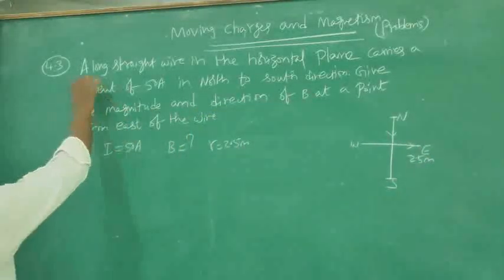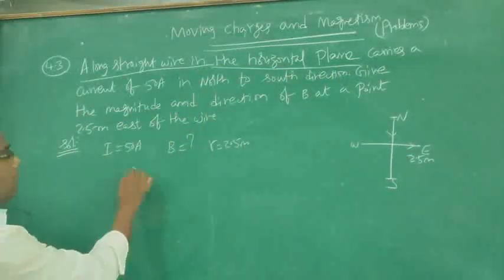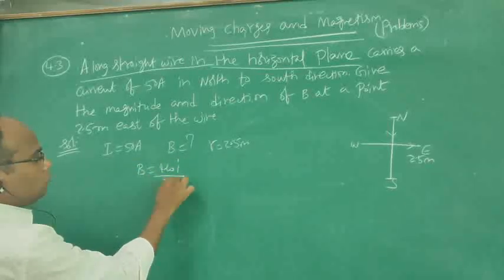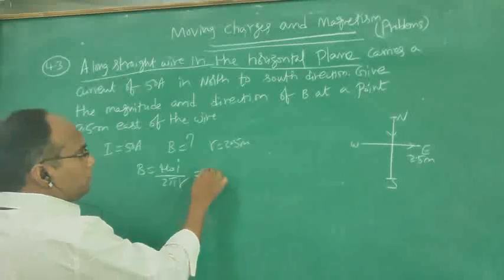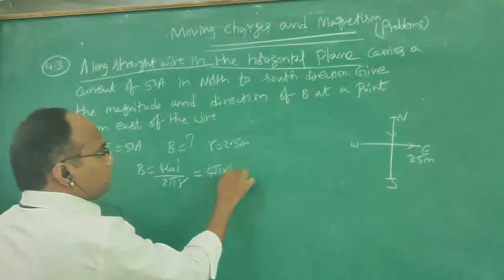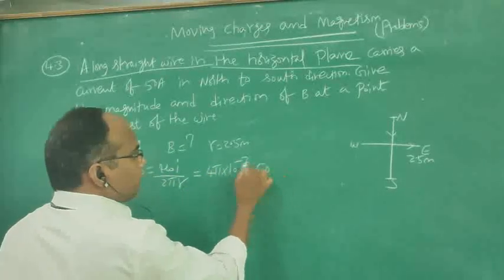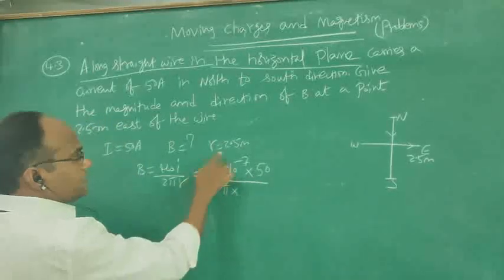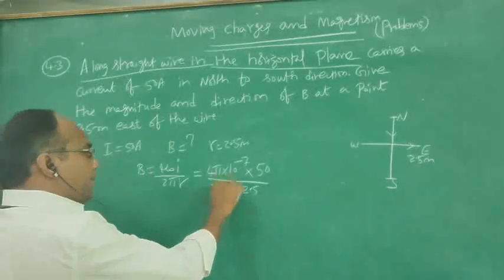So they are talking about a long straight wire in the horizontal plane. What is the formula we have to remember? B is equal to mu naught I divided by 2 pi r. The same formula as in the second problem. Mu naught means 4 pi into 10 to the power of minus 7, into I, which is 50 ampere, divided by 2 pi into the distance, 2.5. So here pi cancels.